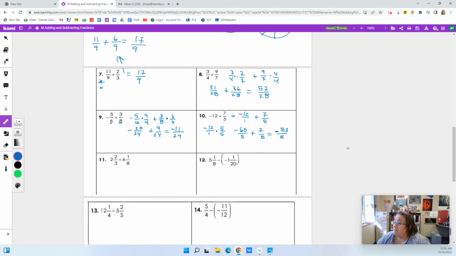over 5. Do I have to make that a mixed number? No. Save yourself the extra work. You can make it a mixed number. You won't be wrong, but you don't have to do that extra work. Okay?